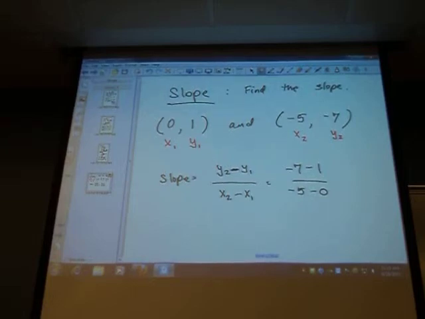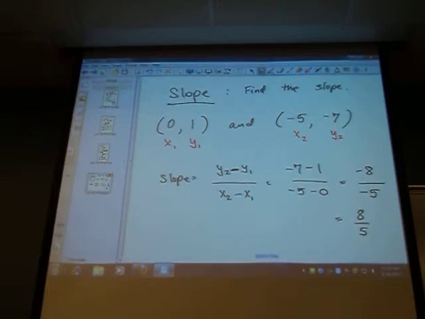Okay, so negative 7 minus 1 is equal to negative 8. And negative 5 minus 0 is equal to negative 5. Now, some of you stopped and had negative 8 over negative 5 on your papers. What do we need to do with that? Well, a negative divided by a negative makes a positive. Yes, two negatives make a positive. So if you've got negative over negative, that becomes positive 8 over 5.